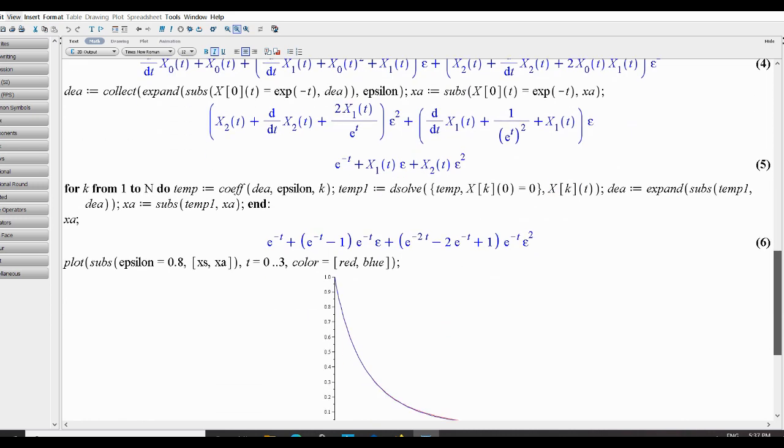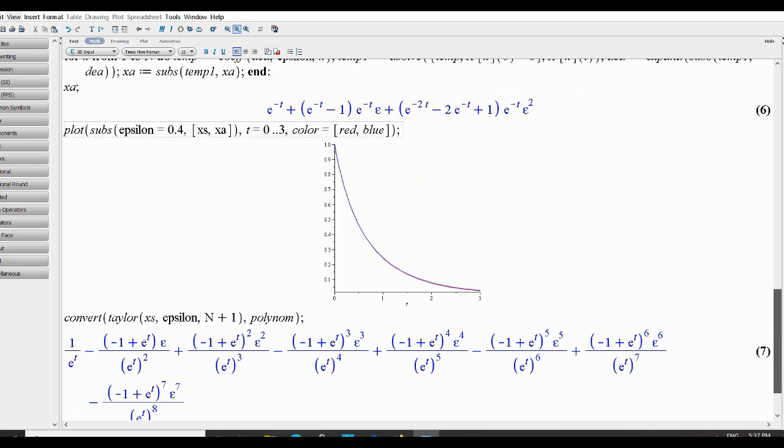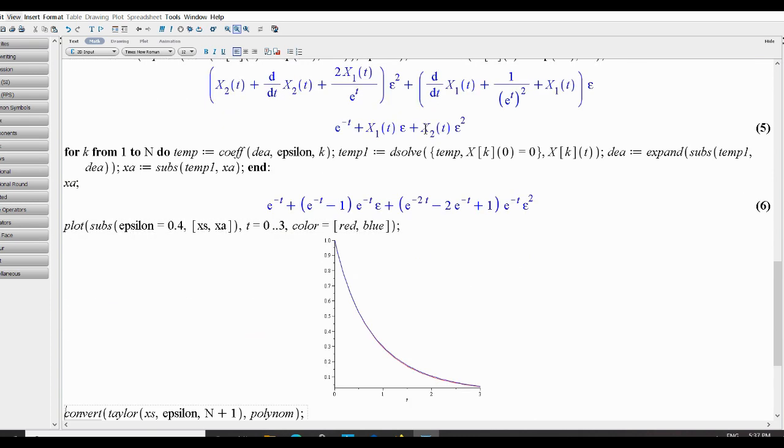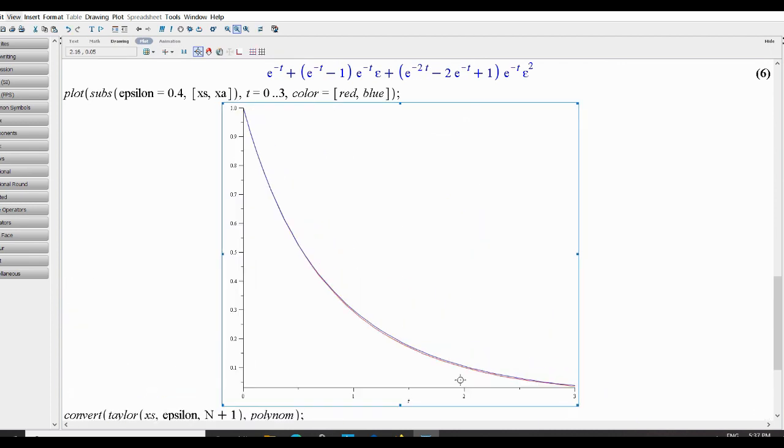Okay, so I've got XA. Now let me plot it for 0.4. What am I plotting? I am plotting this 0.4 XS, that means the blue solution, and this asymptotic solution. For both of them I am putting epsilon equal to 0.4, and here are the two solutions. If you look a bit closely in this video, if the resolution is good, you may see that there are two different solutions here, red and blue, but they are quite close.